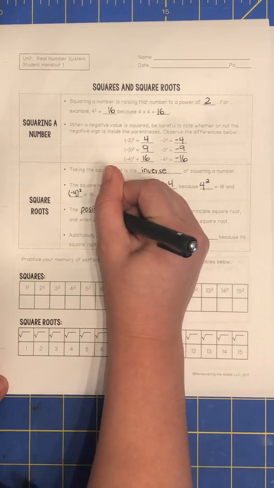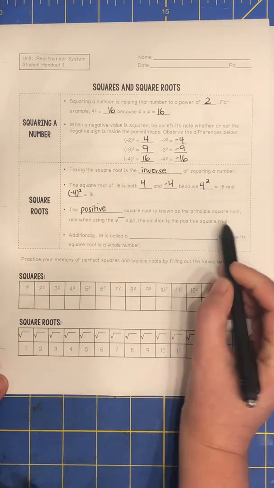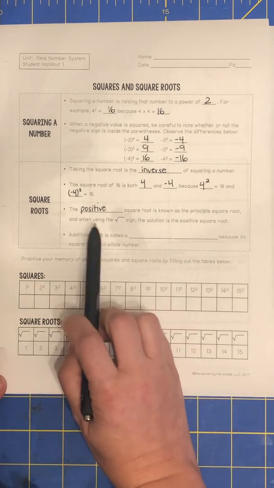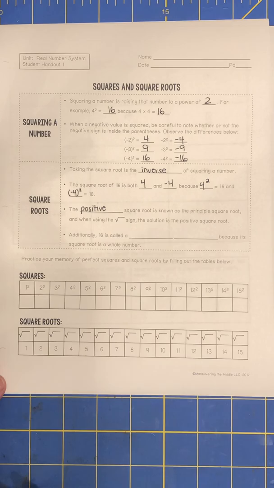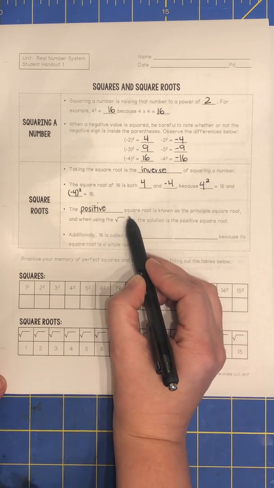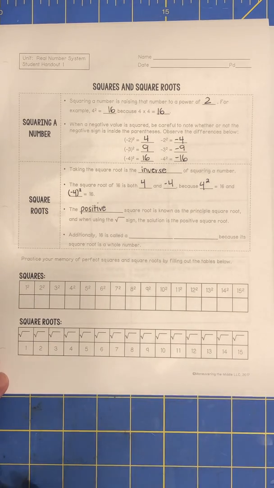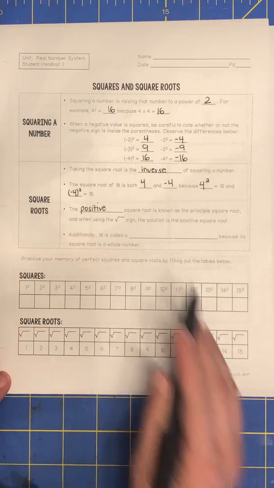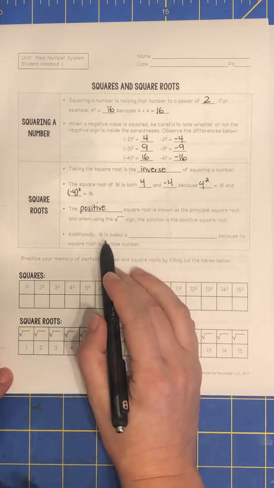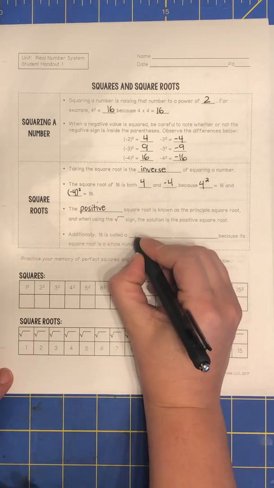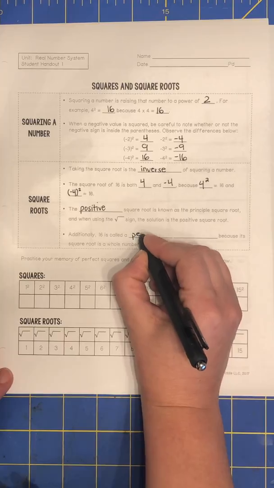The positive square root is known as the principal square root. When we use this square root sign, the solution to our answer is always a positive number. So anytime you see the square root, the answer to our problem is going to be positive. In addition to this, because the two numbers are a whole number, 16 is what we call a perfect square. We're going to be looking at some examples of that.